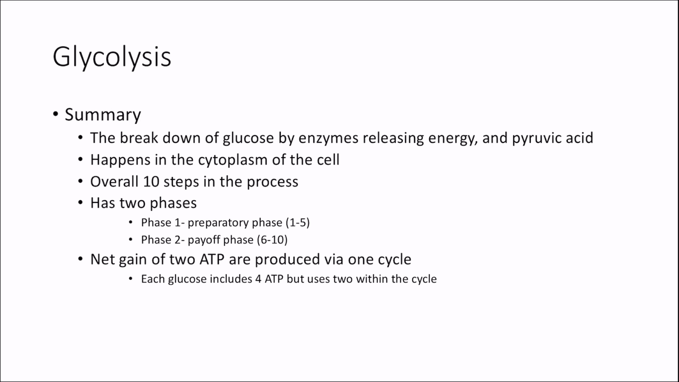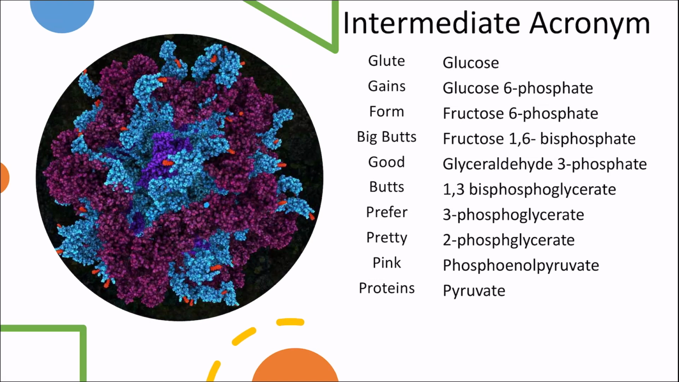The net gain of 2 ATP is produced via one cycle. Each glucose includes 4 ATP, but uses 2 within the cycle. The next slide is on the intermediate acronyms that we created.